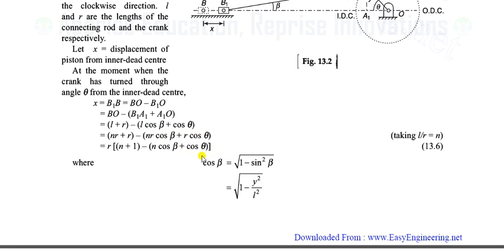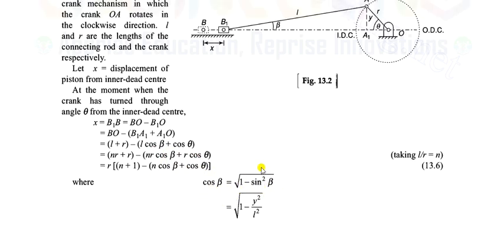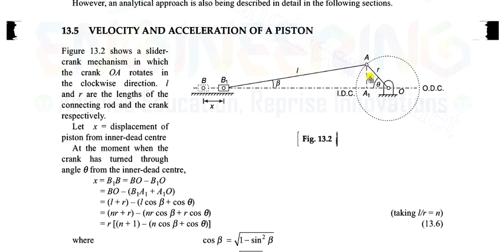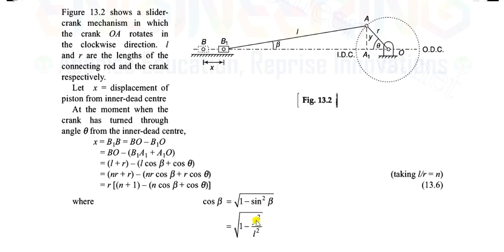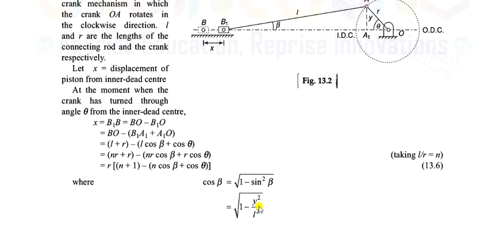Now cos beta we can write from trigonometry: cos square beta plus sin square beta is equal to 1, so cos beta is equal to square root of 1 minus sin square beta. Now what is sin beta? Y is equal to R sin theta, and Y is also equal to L sin beta. So sin beta is equal to Y by L, and sin theta is equal to Y by R.